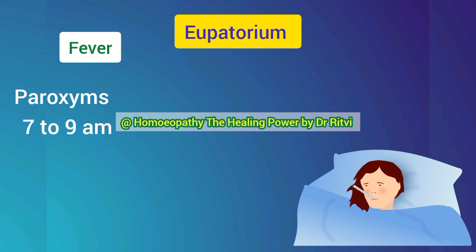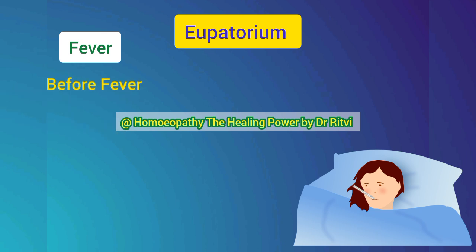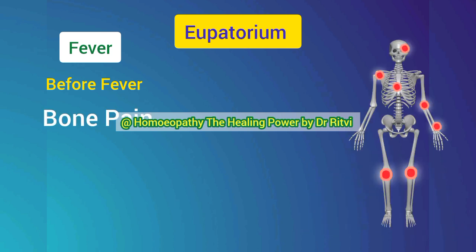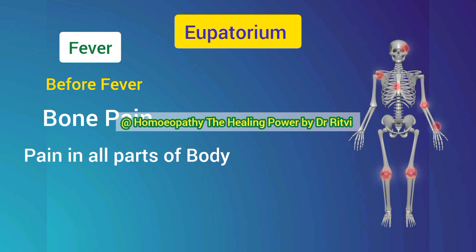Before fever, the patient suffers from severe bone pain. The bone pains are so severe that each and every part of the body suffers from pain. There is a pain in hands, there is a pain in arms, there is a pain in chest, there is a pain in wrist, there is a pain in limbs, there is a pain in head, there is a pain in eyes. Almost everywhere there is a pain and soreness.